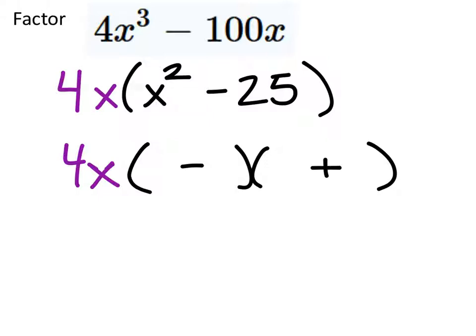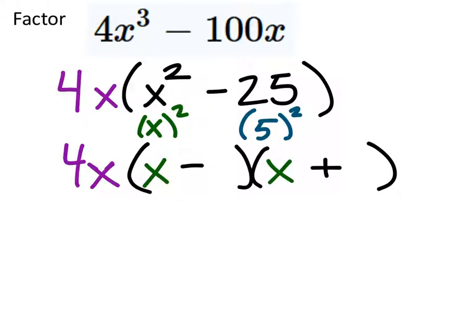So right here I can see that this would be x squared and 25 would be 5 squared. This is just so that I can acknowledge what my a and b values are. So a is x and b is 5. Done.